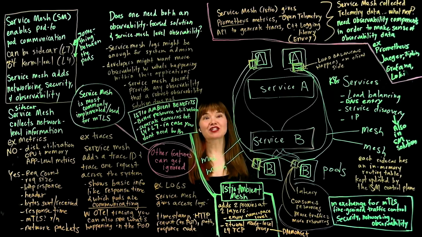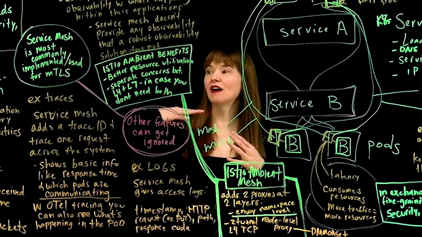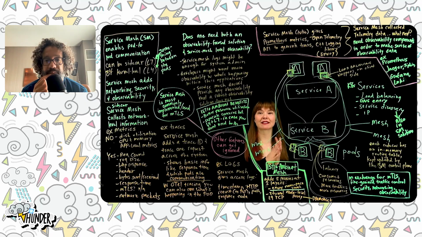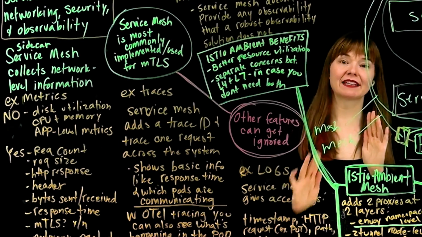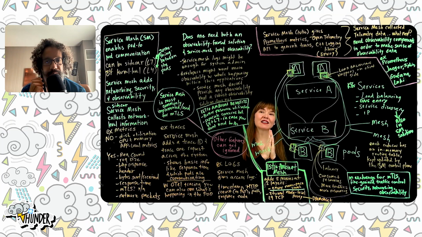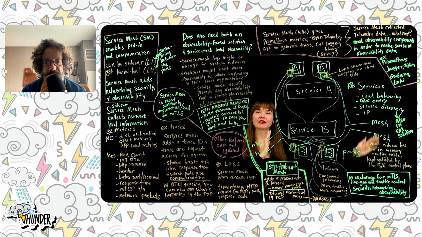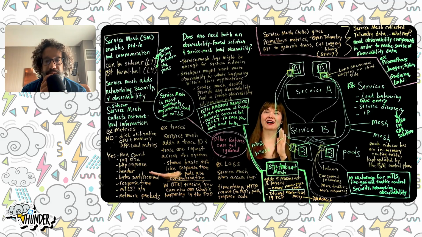So then the question is, if I already have service mesh, and maybe I implemented service mesh because I wanted mTLS, and then I was like, oh, well, I can use it for observability. Let's enable all these observability features. When I've done that, do I still also want to add dedicated observability tooling to my cluster? Or do I have it covered?